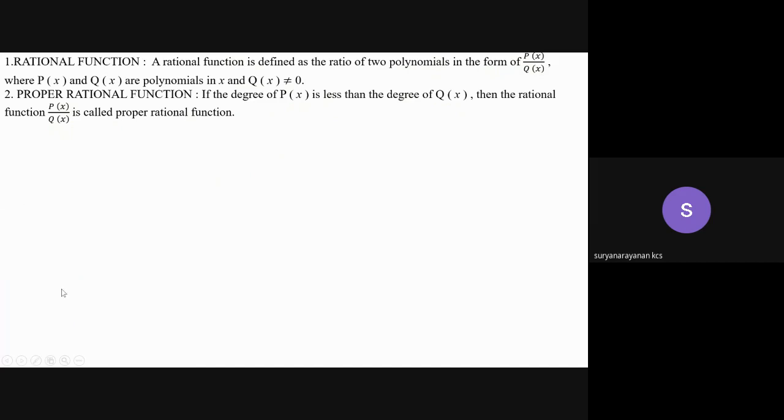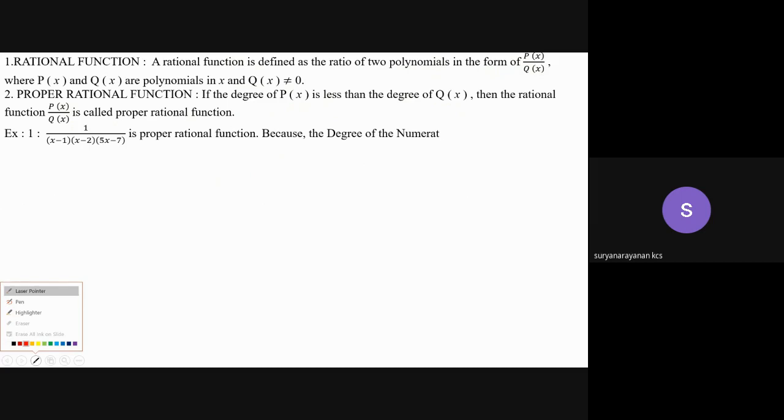You have to understand these definitions. Let us take an example to understand what is meant by a proper rational function. Here, 1 by x minus 1 into x minus 2 into 5x minus 7. If you observe this fraction, in the numerator 1 is there, and in the denominator a polynomial in x is written as a product of three linear factors.